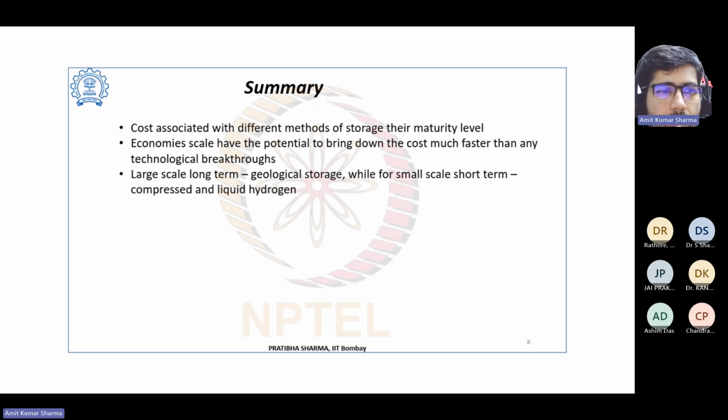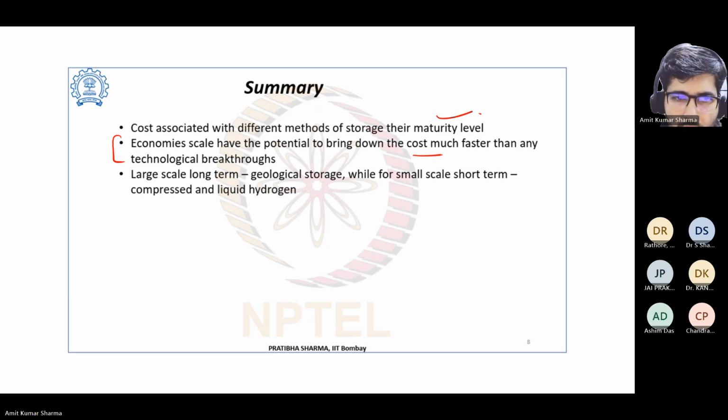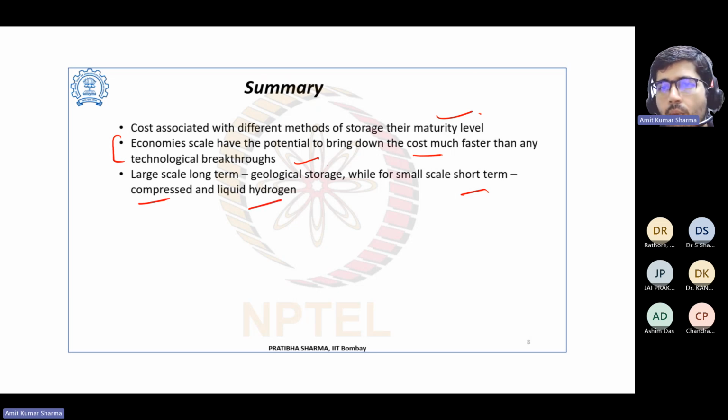To summarize, the cost associated with different methods of storage depends on their maturity level. Economies of scale have the potential to bring down the cost much faster than any technology breakthroughs. We have seen that if you go towards mass production, the cost comes down significantly. So large scale long term storage should be geological storage, while for small scale short term we can have compressed and liquid hydrogen options.